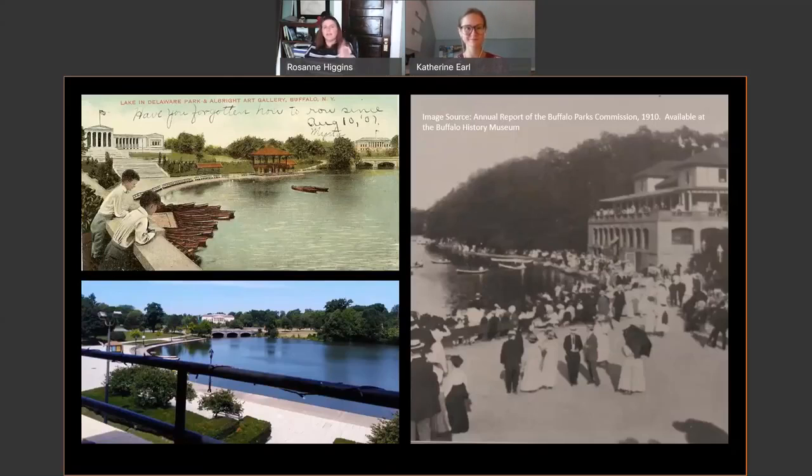The picture underneath it is taken from the railing of what would have been the boathouse at the time, and which is now the Terrace restaurant. You can see, not quite in the same place, the Albright-Knox Art Gallery.